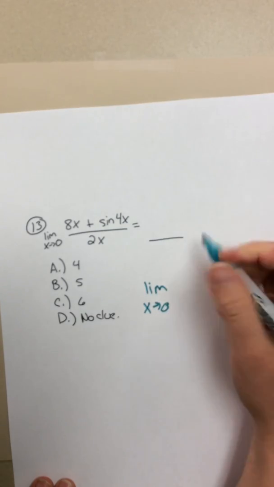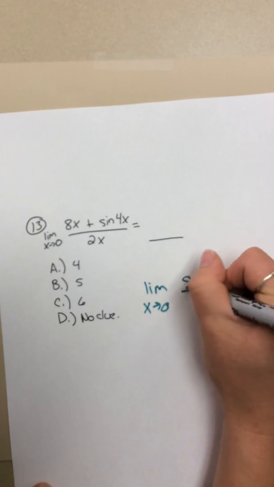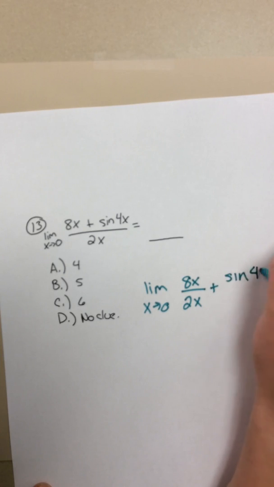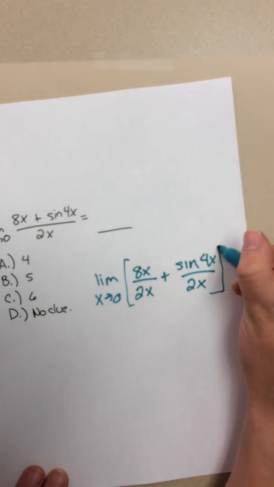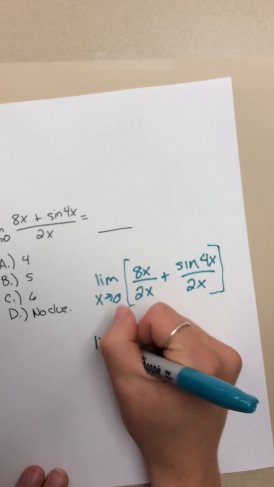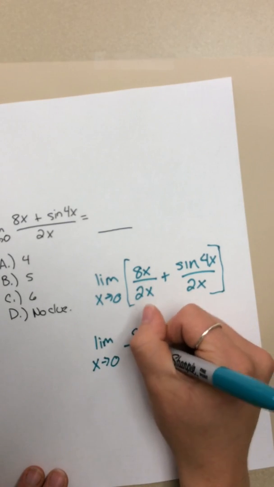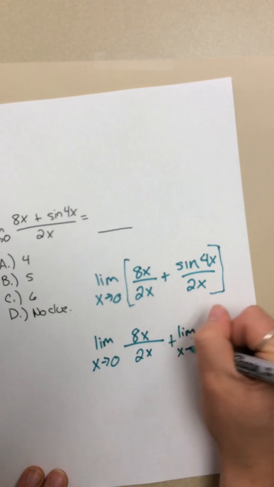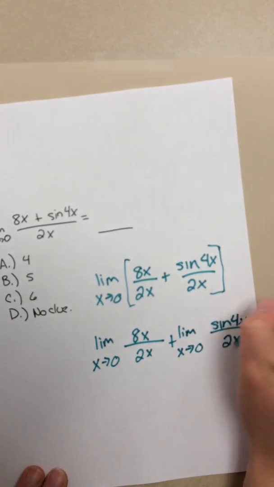So the limit as x approaches 0. What I'm going to do is separate this fraction. Remember, you can do this as long as you have common denominators, so this is totally acceptable for me to do. If I do this, and I'm taking the limit as x approaches 0 of all of this mess, I can separate it and say the limit as x approaches 0 of 8x over 2x plus the limit as x approaches 0 of sine of 4x over 2x.